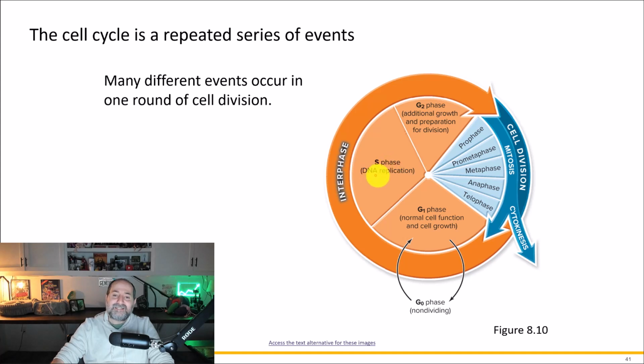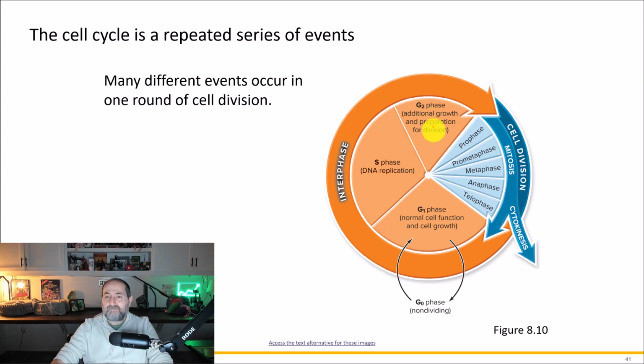And you should know what happens during S phase. Remember, the DNA is copied. The chromosomes are replicated. The DNA is copied during S phase. You can think of it as synthesis phase. Next, you should know what happens during G2. There's additional growth and preparation for division. Remember, that's when the centrioles get replicated.